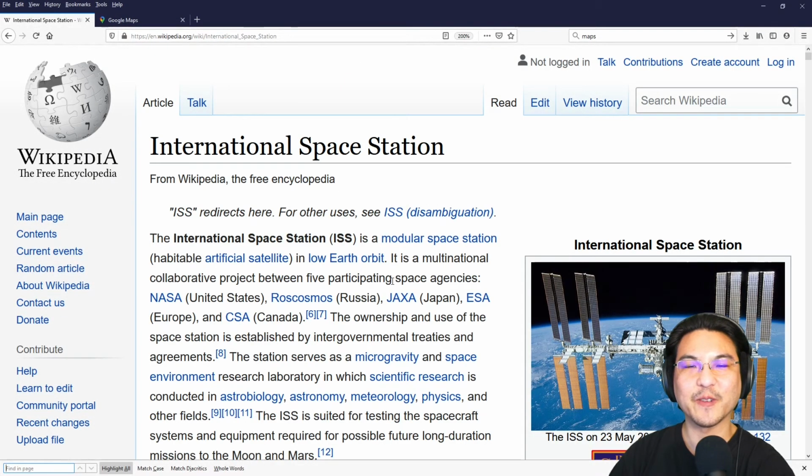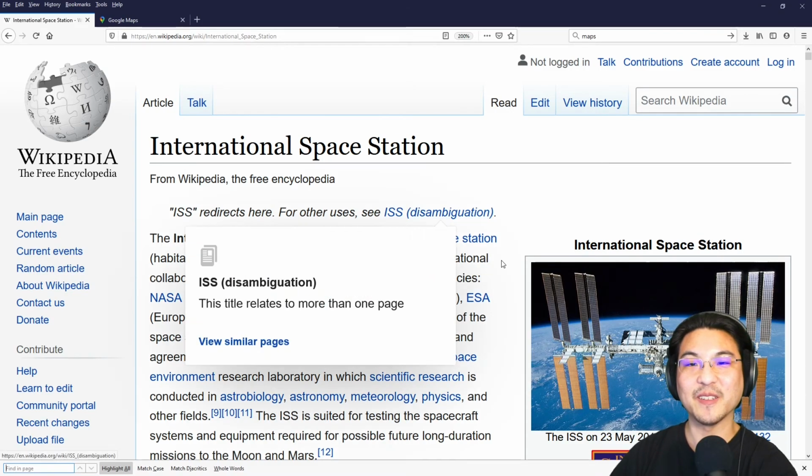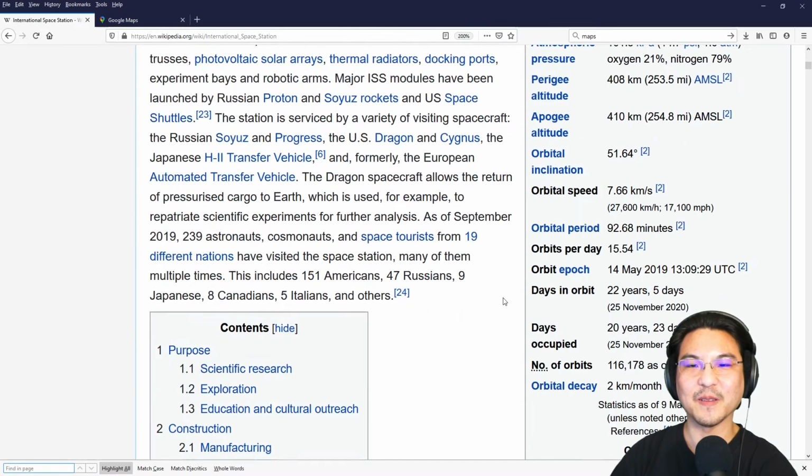Okay, just to get a sense for how far away space is, let's take a look at the International Space Station. So the space station is at an altitude between 408 and 410 kilometers. Let's just round it up to 410 kilometers, so about 255 miles. So how far is that?